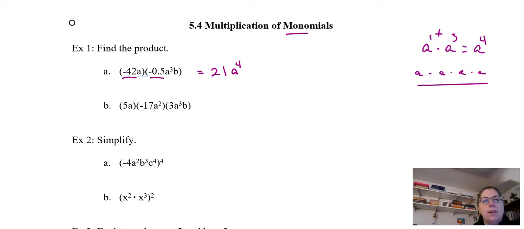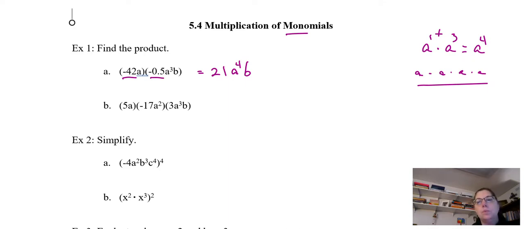Then I have just a single b in the second term, so it's just going to carry over. So the final product of negative 42a times negative 0.5a cubed b is 21a to the fourth b.